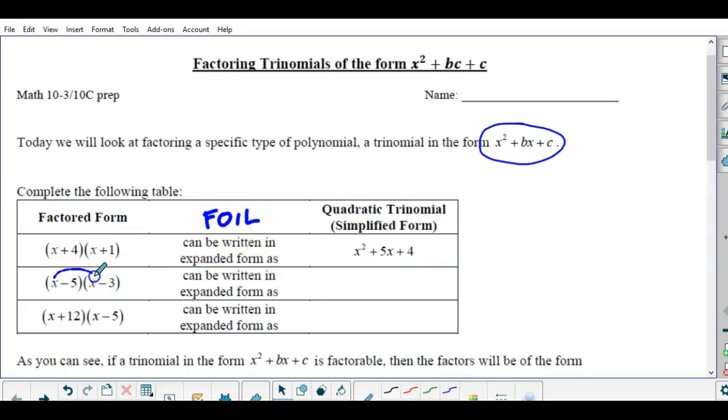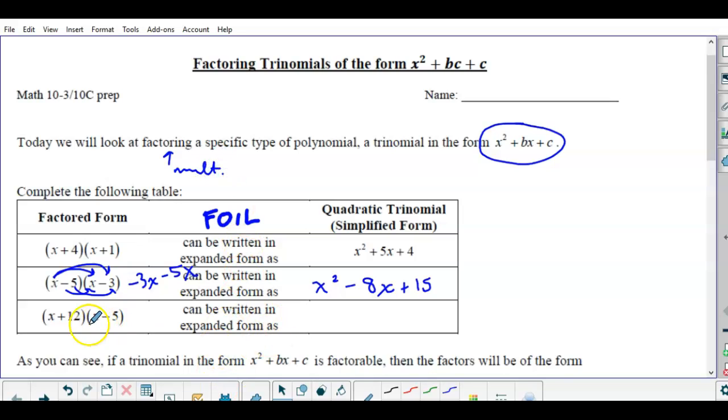So the next one, the firsts together give x squared. The outsides together is negative 3x. I'm just going to show it here. The insides together is negative 5x. So when I collect those like terms, I get negative 8x, so subtract 8x. And the last terms together is positive 15. So basically today we want to go from this form here back to the factored form. Factored means they're multiplied together.